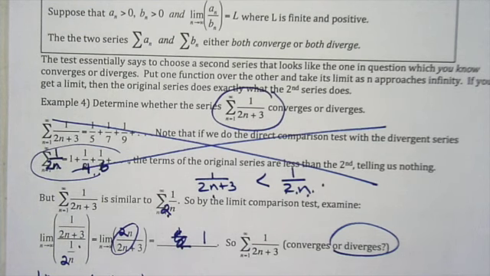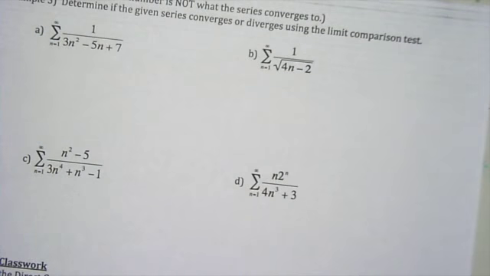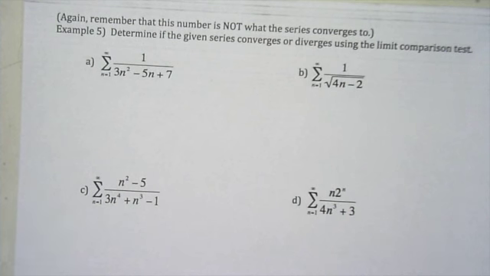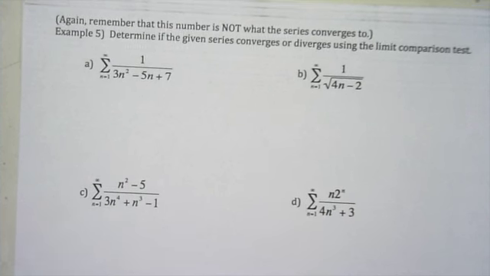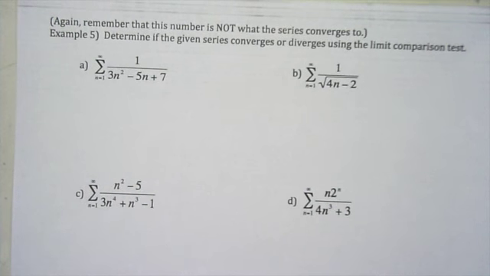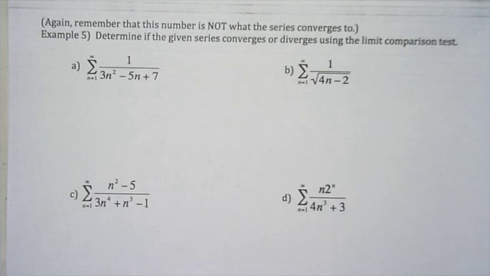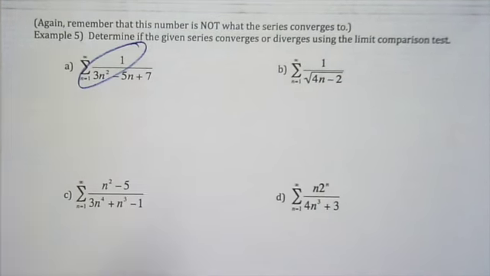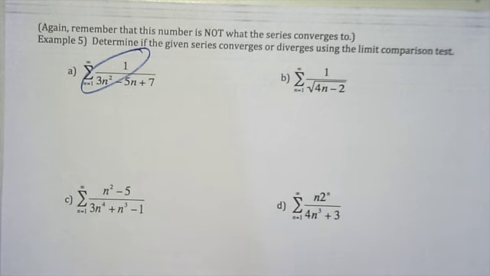Okay. Let's try another example. The limit comparison always works when you have a rational function where the top and the bottom are both polynomials, because you can always compare it to a p-series. So look at this one. Compare it to a p-series. You always want to compare the highest degree on the top, highest degree on the bottom.